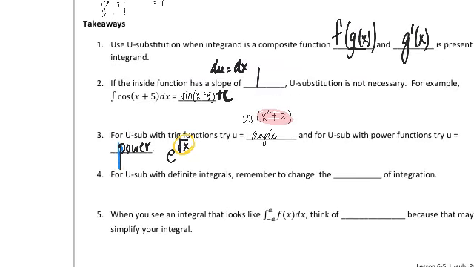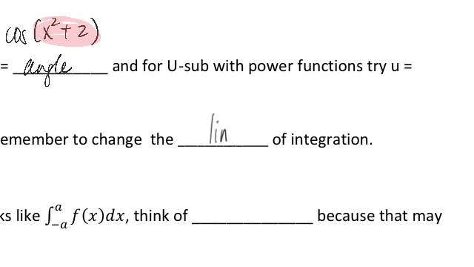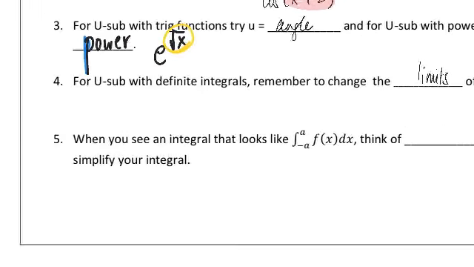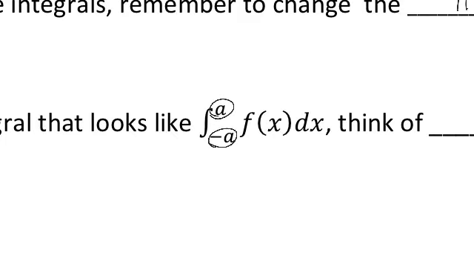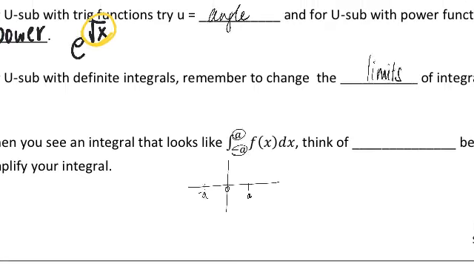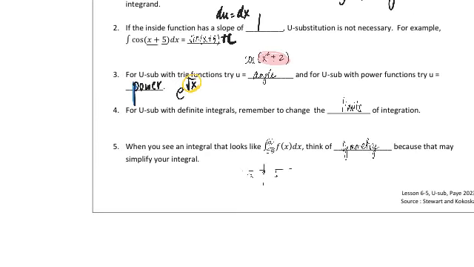For U sub with definite integrals, remember to change the limits of integration, change the numbers on the top and the bottom of the integral. When you see an integral that looks like negative a number and positive a number as the limits, so you know you're going on two symmetric sides of 0, think of symmetry, because you might be able to use that to simplify your integral.